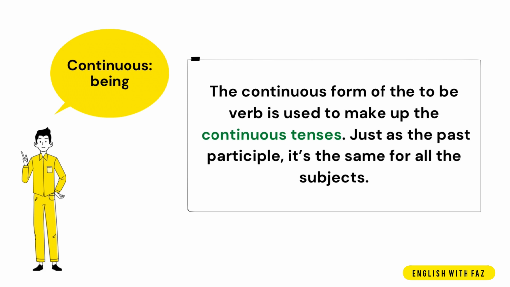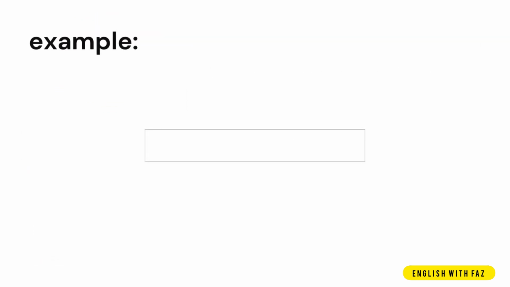Now, the continuous form, being. The continuous form of the to be verb is used to make up the continuous tenses. Just as the past participle, it's the same for all the subjects. Here's an example. Brad is being helpful.